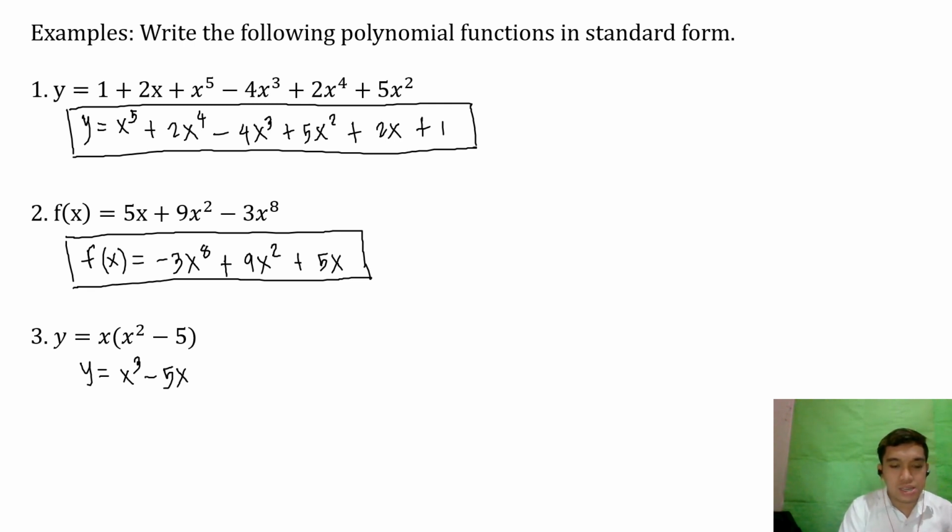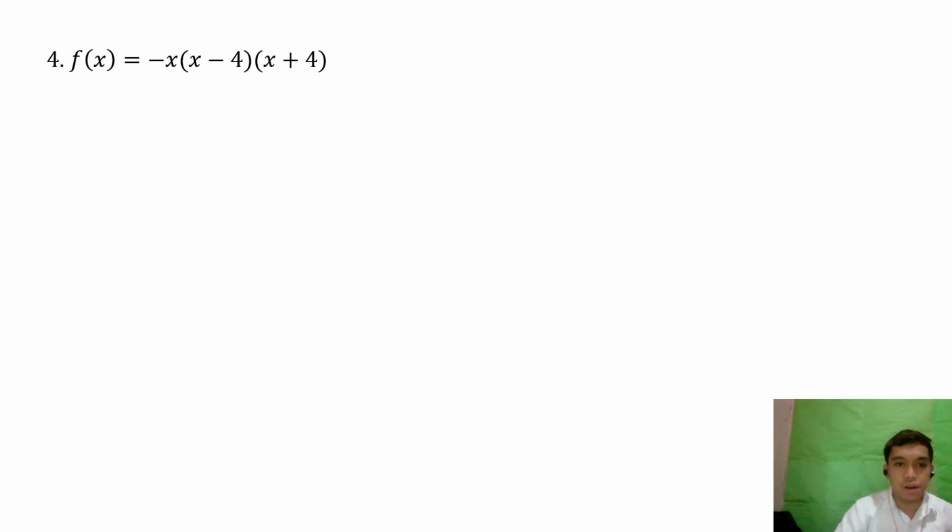So dito, x times quantity of x squared minus 5. So i-multiply natin yung x sa lahat ng term na nasa loob ng ating parenthesis. So x times x squared is x cubed. X times negative 5 is negative 5x. So that is the standard form of our polynomial function in number 3. So let's proceed to another example, number 4.